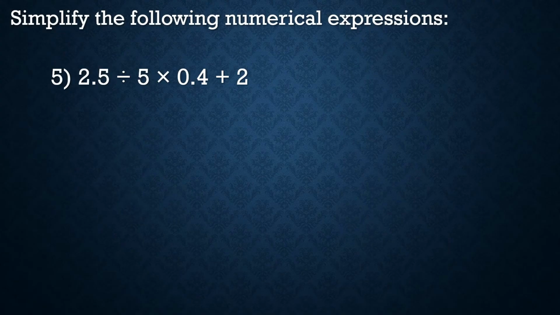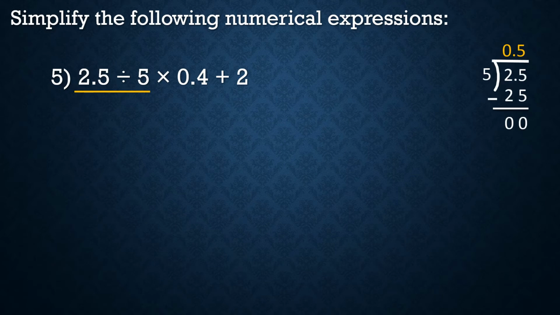Let us solve one more question. Question number 5. 2.5 divided by 5 multiplied by 0.4 plus 2. Now tell me, according to DMAS, what we have to solve first? Division, multiplication or addition? Yes, division. So do the division. If we divide 2.5 by 5, we get 0.5. Then write multiply by 0.4 plus 2 as it is. Now we have 0.5 multiplied by 0.4 plus 2.